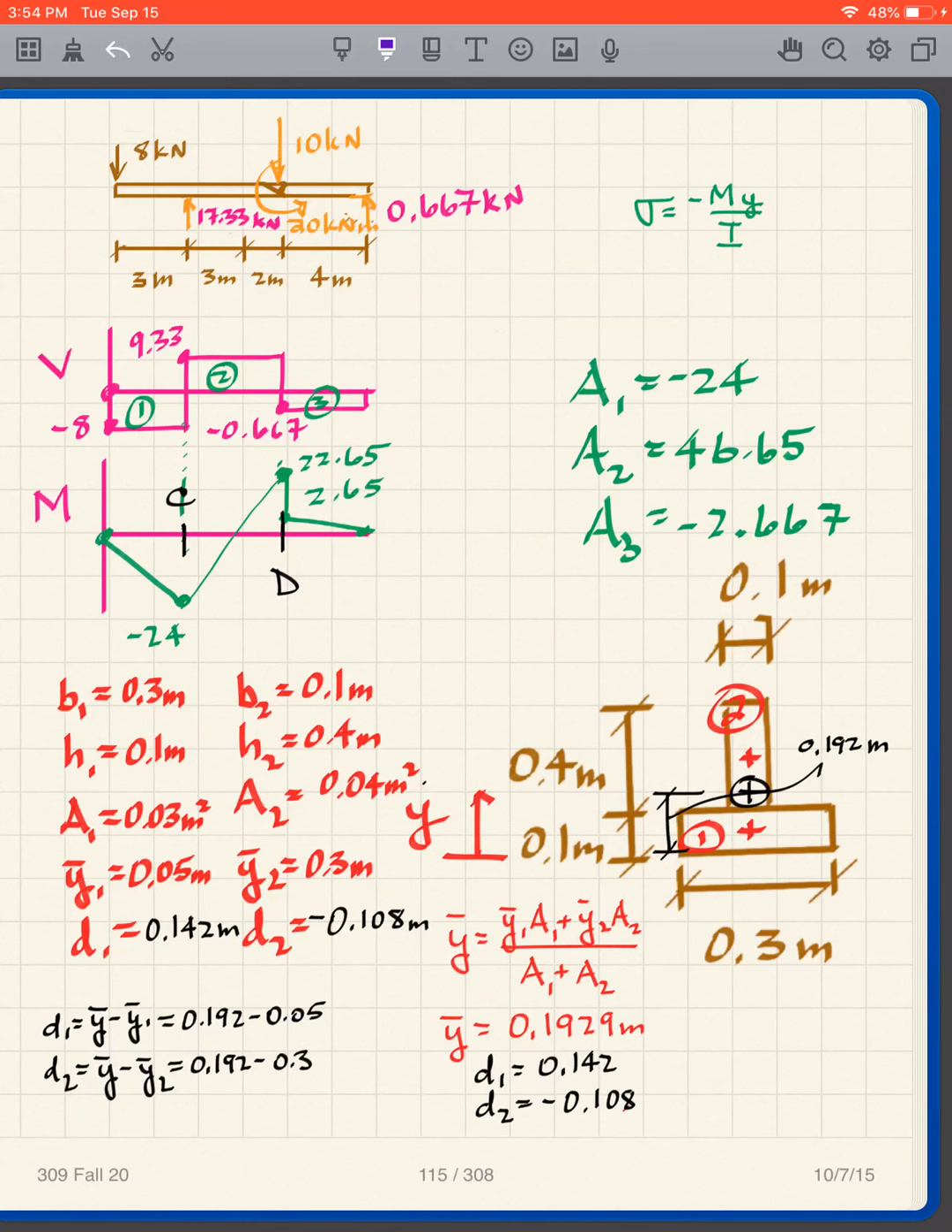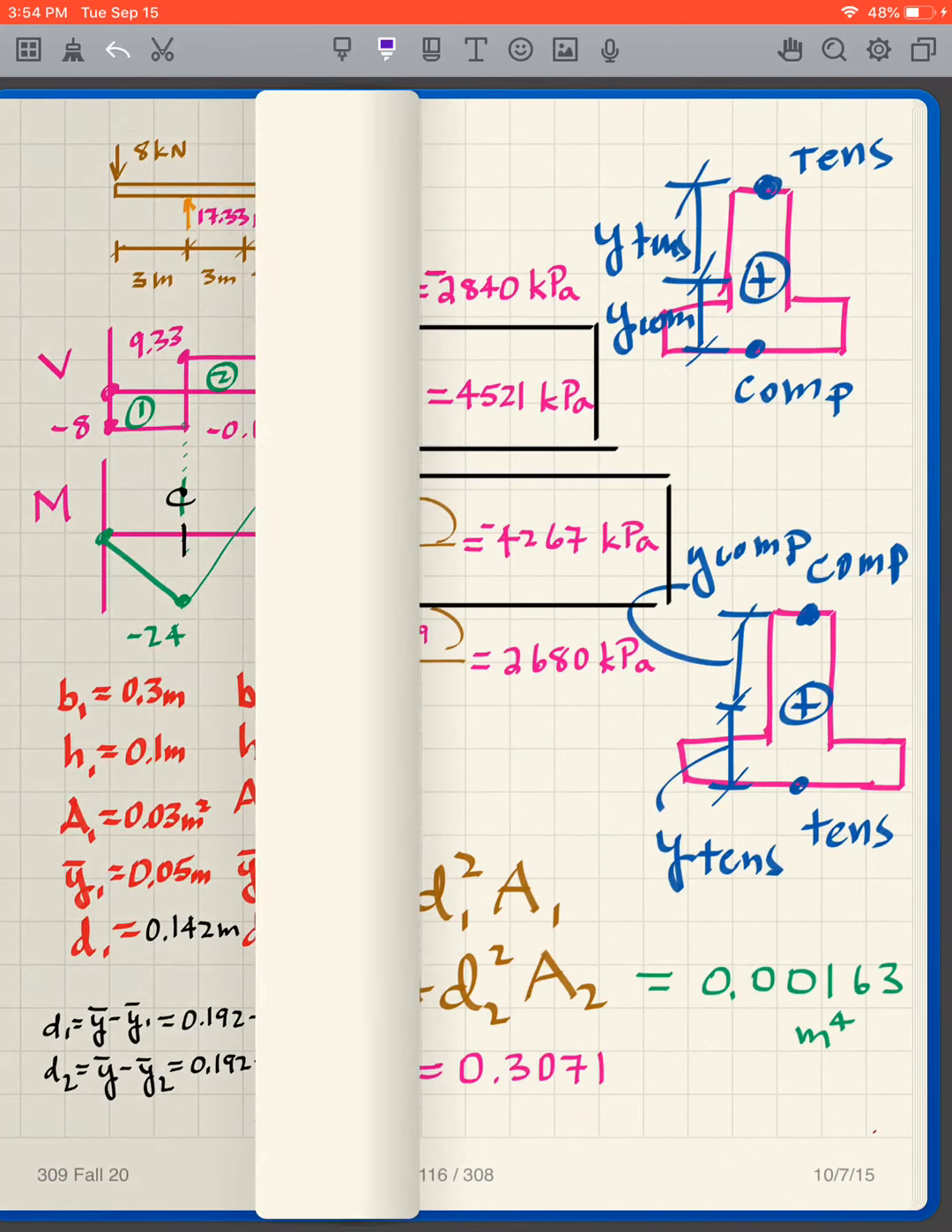And where I have positive moment, remember positive moment, I take that shape. If I have that shape, then I have tension at the bottom, I have compression at the top. So at section D, it looks like this. At section C, it looks like this. So let's take a look at it here.